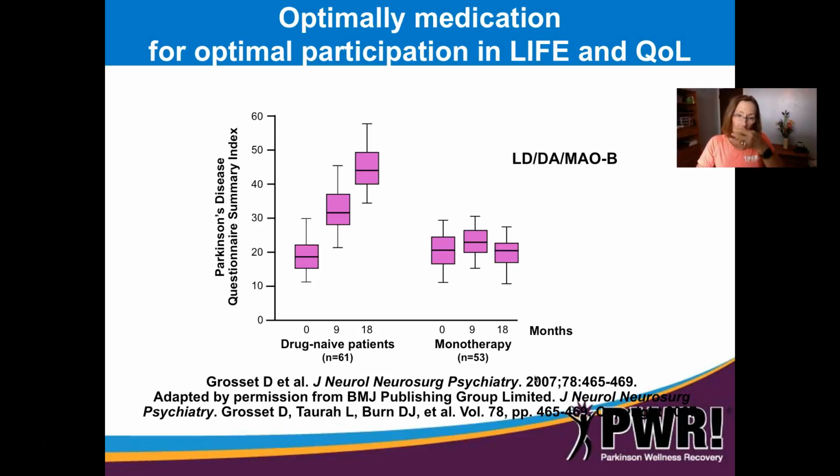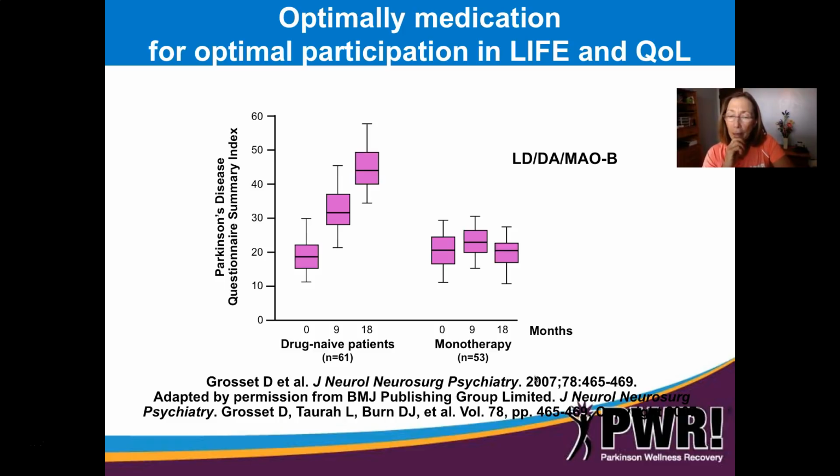This study was done on people newly diagnosed, and they gave everyone a questionnaire to look at quality of life. It had a lot of different dimensions. But you see on the left, the drug-naive patients, 61 of them. And every time they came in over the course of a year and a half, their quality of life was worsening. That's why the scores are higher.